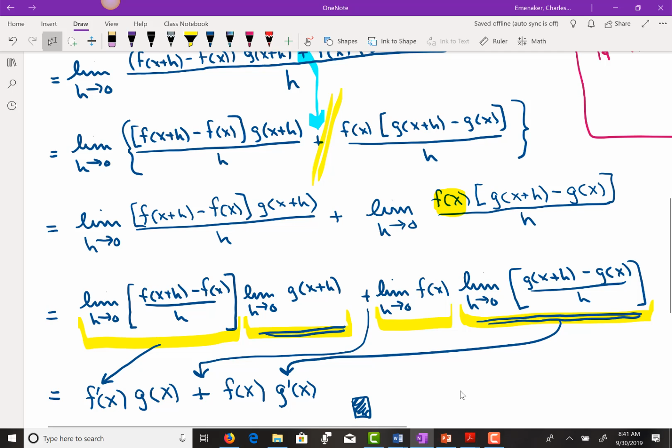Does that make sense? Are you okay with this one? Okay? I seriously don't expect anybody to choose that over just writing down the product rule. Product rule is a lot easier to work with. Okay.